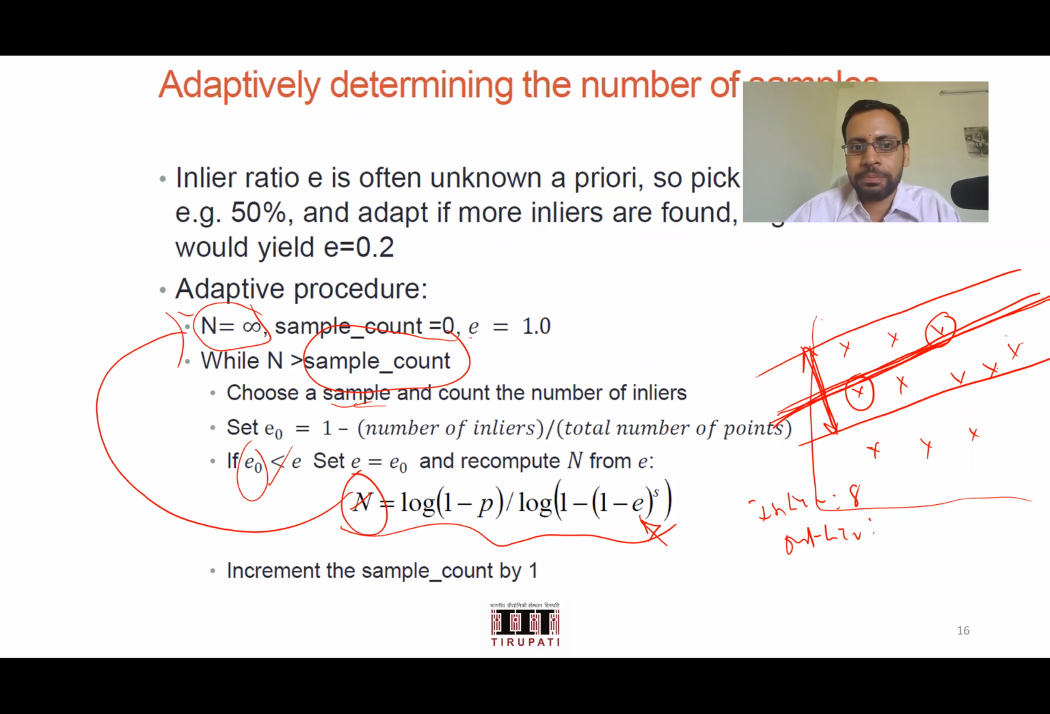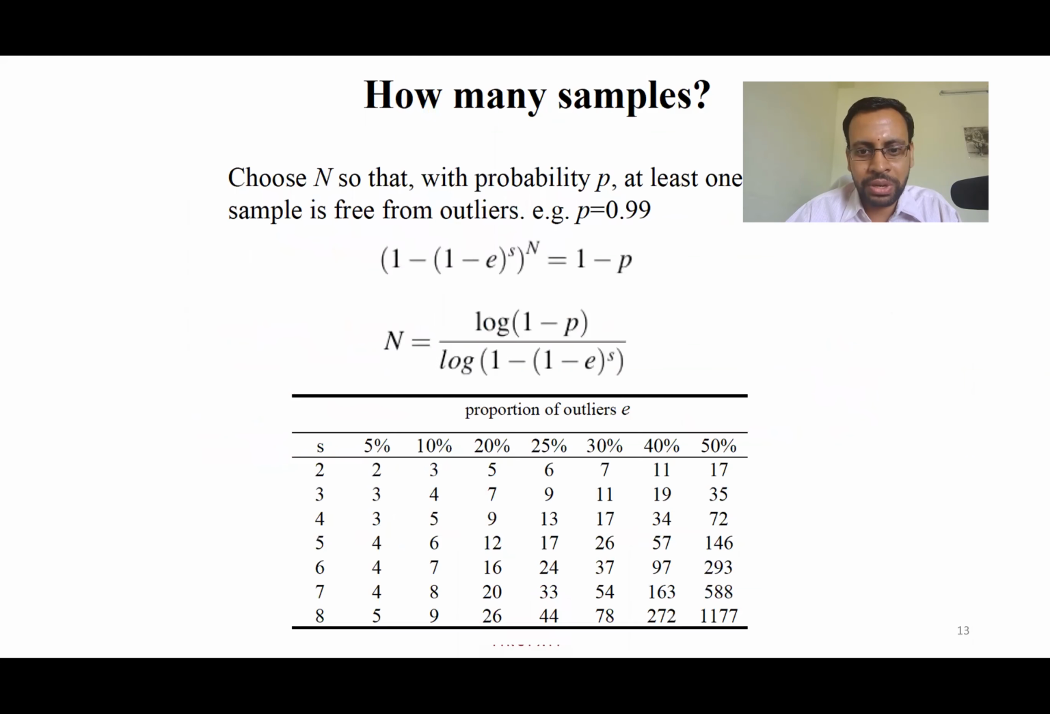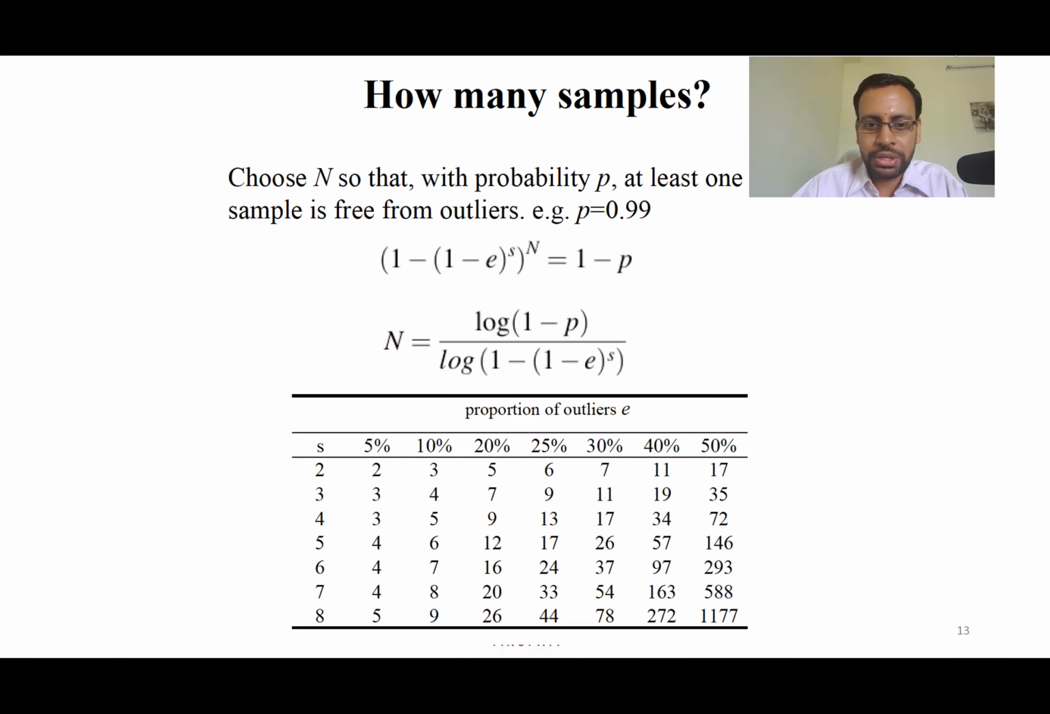So just a few more things before we conclude this topic of parameter estimation: look at the effect of the number of samples and the proportion of outliers. For example, let's look at it first row wise. I fix, for example, 2 points in the case of fitting a line. So I know the S value.